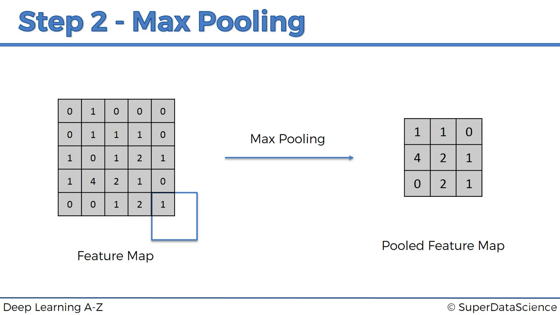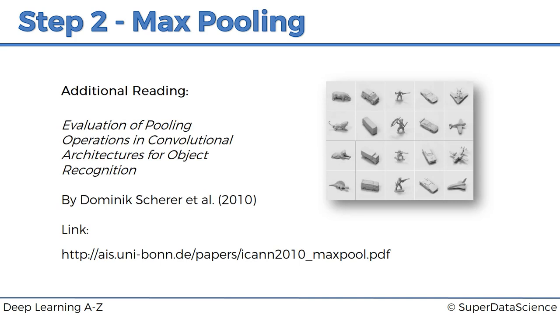And the question here is, of course, why max pooling? There are lots of different types of pooling, and why a stride of 2, why a size of 2 by 2 pixels, and all these things. And on that note, I'd like to introduce you to this lovely research paper called Evaluation of Pooling Operations in Convolutional Architectures for Object Recognition by Dominik Scherer from University of Bonn. There's the link. And the beauty of this paper is that it's very, very simple, very straightforward.